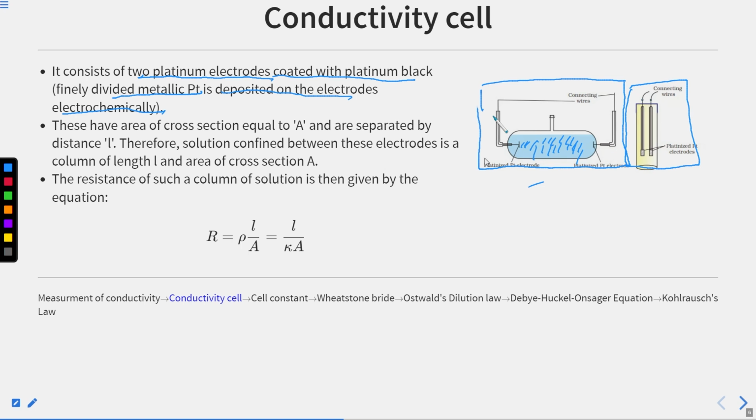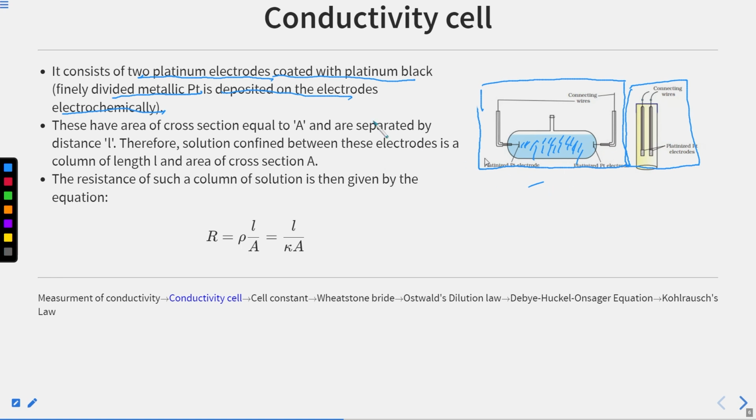And how are we coating it? Using electrolysis. You must have studied electrolysis in 9th and 10th. We do a non-spontaneous redox reaction with the help of electricity to coat one metal upon another metal. We used that technique to coat our platinum electrode with platinum black. So it is called a platinized platinum electrode.